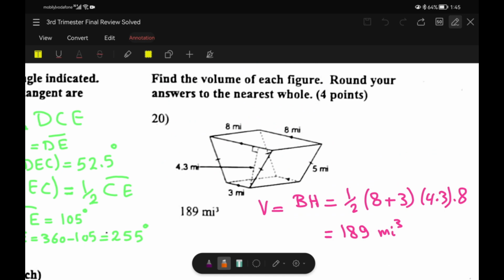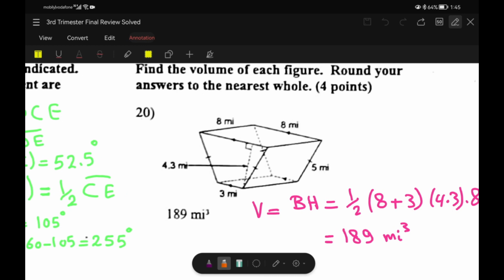Number 20. Find the volume of each figure. Round your answers to the nearest whole. As you see here, the main shape is a trapezoid or trapezium. Let me remind you of that shape. In that shape, we have a small base and a bigger base, and they are connected with legs like that, legs of the trapezium or trapezoid. Okay, let's draw it better.